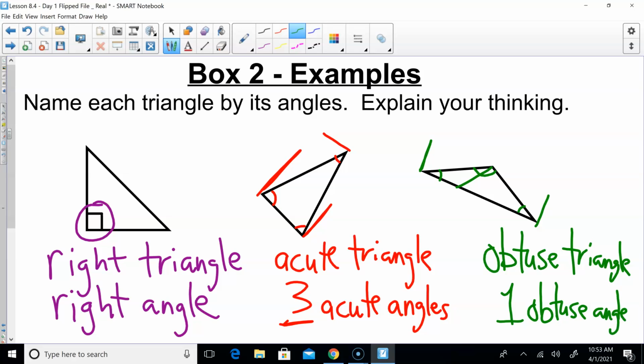And you can write that down. You can pause the video and write down this information to help you out to identify what they look like, what their shapes are, and what their traits are that help us figure out what type of triangle they are by its angles.